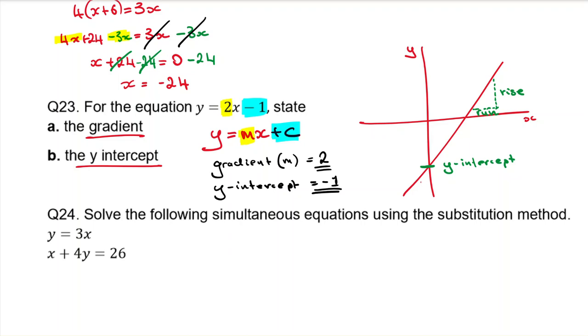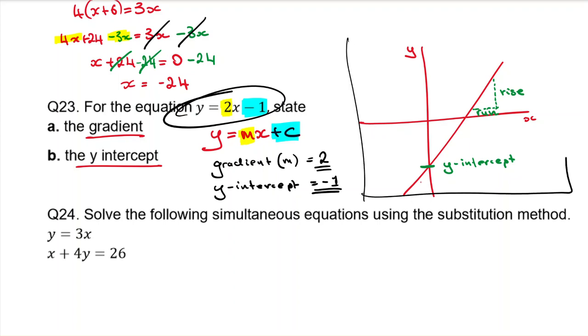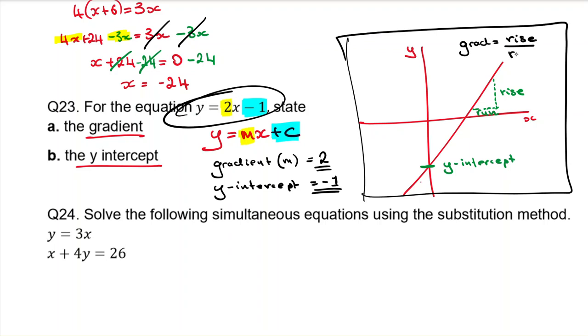If you had a question that, let's say, did not give you this equation but instead gave you a graph, then you'd have to find the gradient by doing rise over run, meaning rise divided by the run, and the y-intercept, you just look at where it crosses the y-axis. And that's it for that one.